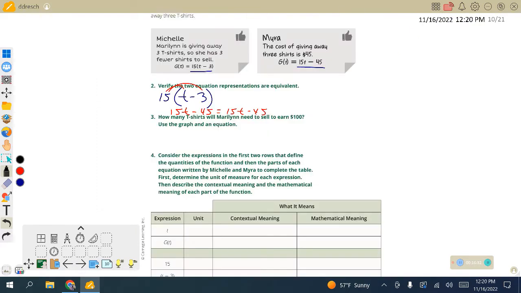Adulting does. So how much do we need to sell? 10 shirts to make $100.